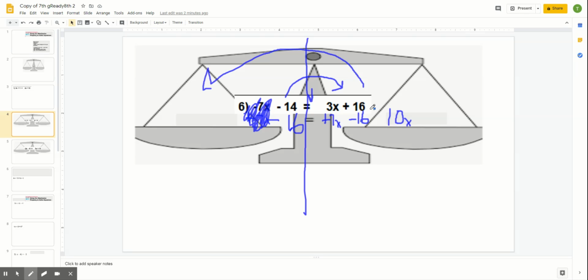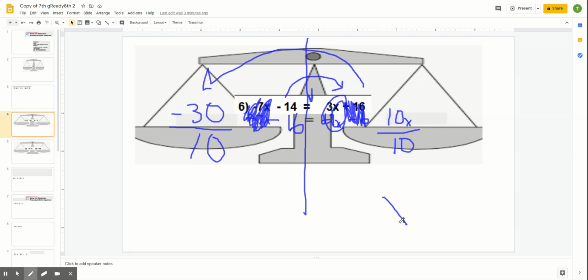Once I do that, this cancels out. I'm left only with 10x, which is good. And now on this side, I have negative 14 plus negative 16, or two numbers added with the same sign, so we have negative 30 on this side. So I'm balanced now. Now I have to figure out what x is, and I do that by dividing by 10. And then the last common mistake is after people were dividing, they were saying that this was positive 3.